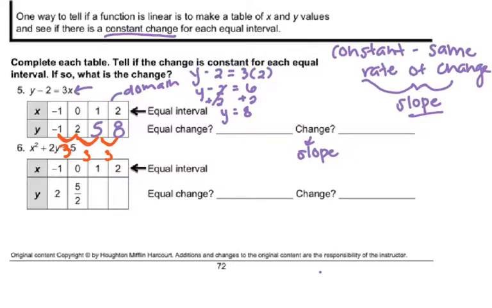So is that the same? Is that equal change? Yes, it is, because it's going 3 steps each time. Now, what is that change? That change is 3 every time. So that's how you're going to determine if it is a linear function or not. So I want you to pause this, and you're going to do number 6, and then that's it for our linear functions for today.